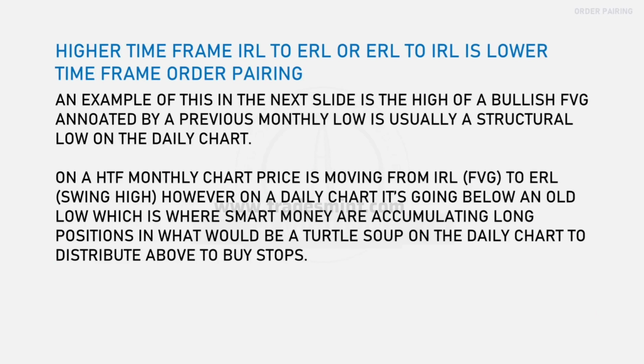Higher time frame internal range to external range, or external range to internal range, is lower time frame order pairing. So an example of this is in the next slide: the high of a bullish fair value gap annotated by a previous monthly low is usually a structural low on the daily chart. So on a higher time frame monthly chart, price is moving from internal range, that fair value gap, remember, to external range, that was that swing high. However, on a daily chart, it's going to be below an old low, which is where smart money are accumulating long positions in what would be a turtle soup on the daily chart to distribute above those buy stops.